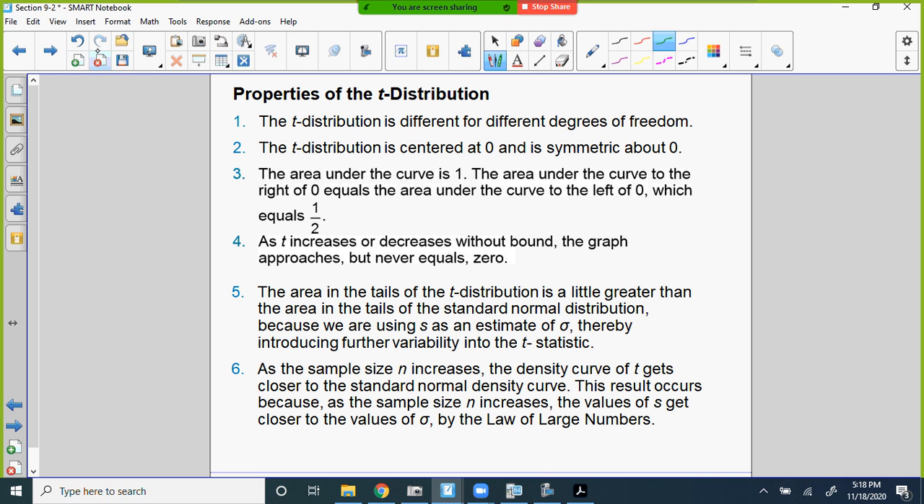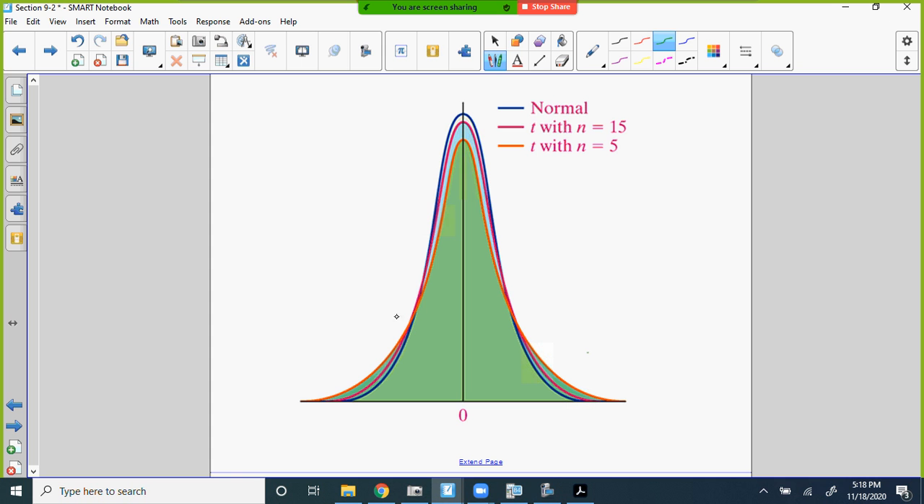All right, so here's a pictorial representation. The black happens to be a normal. So do you see how the normal is a little bit taller in the middle and a little bit shorter on the tails? And then you can see where you've got an N of 15 and then an N of 5. We would expect the N of 5 to go out longer, right? A smaller sample compared to 15. So that's really what they're trying to show there. All right. Y'all good? Any questions on that so far?